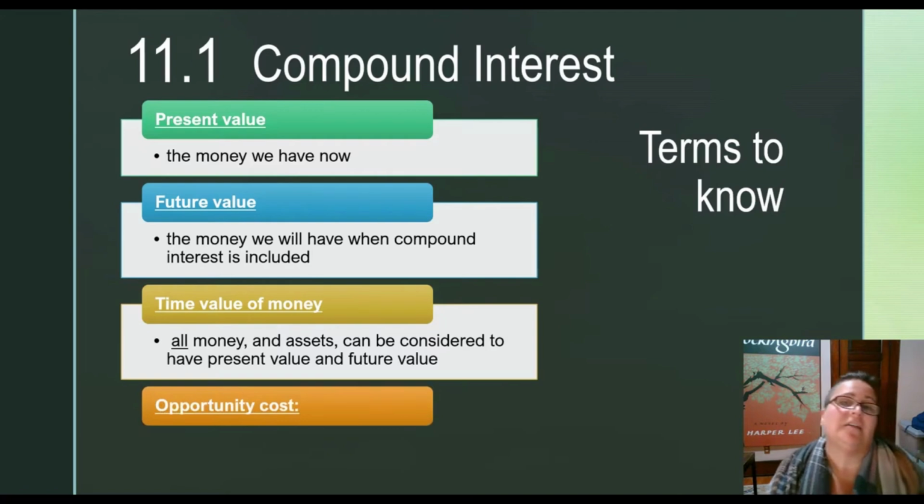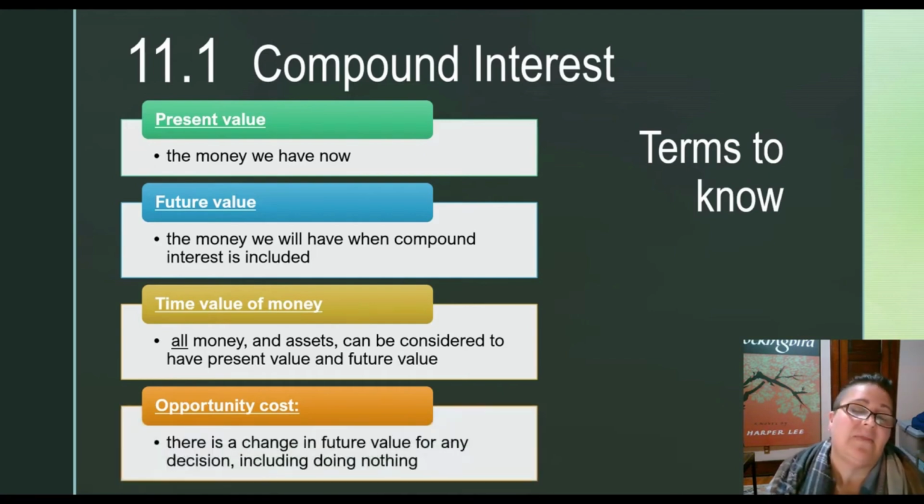The opportunity cost is another phrase that you will hear get bandied about, tossed around. This is the idea that there is a change in the future value of money depending upon the decision you make. That means if I decide to put it in a CD versus a savings account versus the stock market, there is an opportunity with each one of those and an opportunity cost. And sometimes even the decision to do nothing could cost me money or could gain me money. This is known as the opportunity cost.